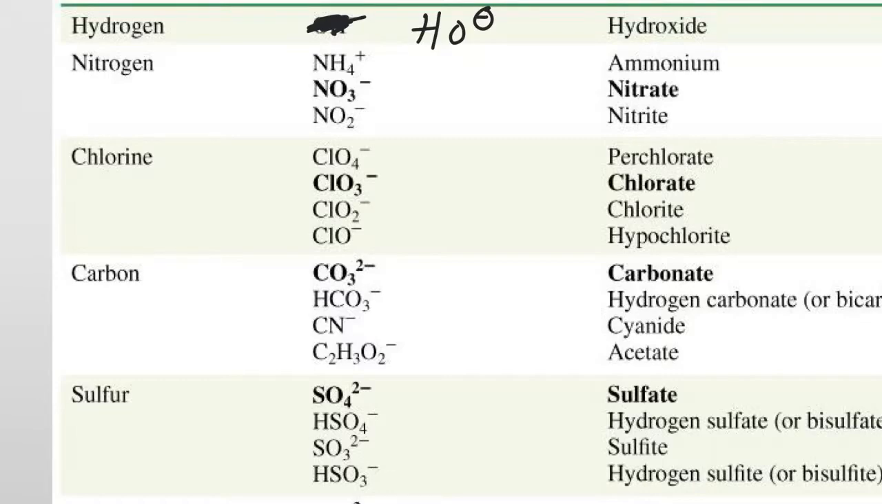The ions of nitrogen, you have, here's your ammonium. It's a +1. But when it bonds with oxygen and forms ions, you have NO3 1 minus, which is a nitrate, NO2 1 minus, which is a nitrite. And you can see chlorine has 4 different ionic species or polyatomic ions that form with oxygen. There's perchlorate, chlorate, chlorite, and hypochlorite.